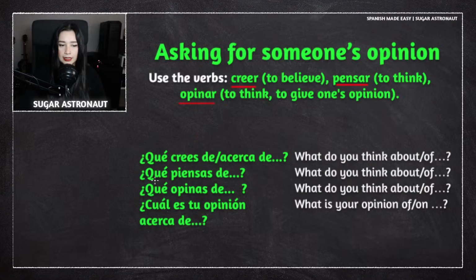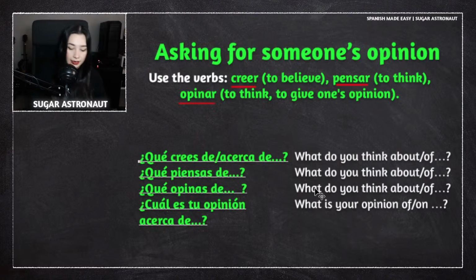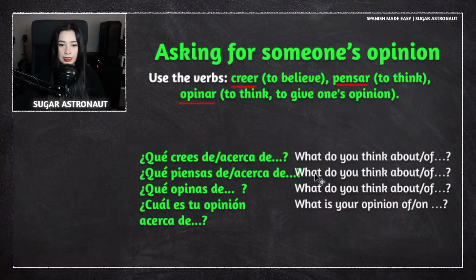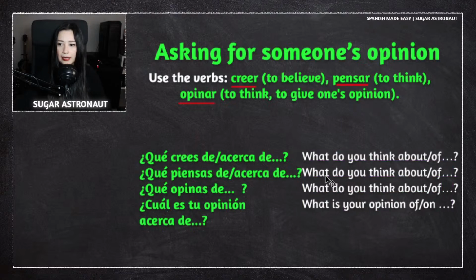Now, the next one, as I said, ¿qué piensas de? Also, you can use acerca de. Same thing with this one. You can add acerca de or just de. ¿Qué piensas de la película? What do you think about the movie? Or ¿qué piensas acerca de la película? What do you think about the movie? So it's the same thing.